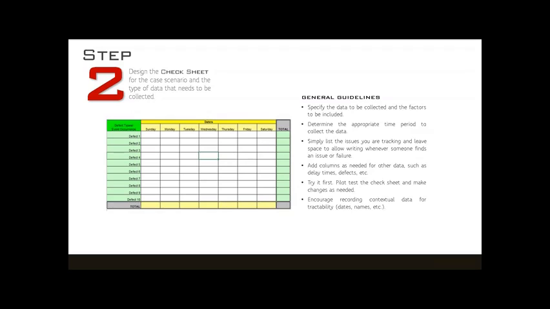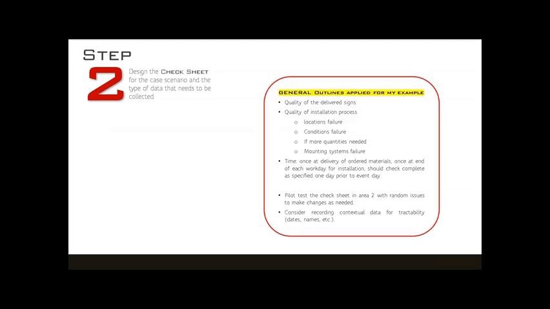The general guideline for creating the check sheet is to be precise, specific, and keep it simple. We start with a list of the issues we are tracking, leaving room to add ones that might come up along the way. We add columns to it as needed, define the time frame in which the data will be collected, encouraging the recording of contextual data as well. When we are done, we test and troubleshoot.